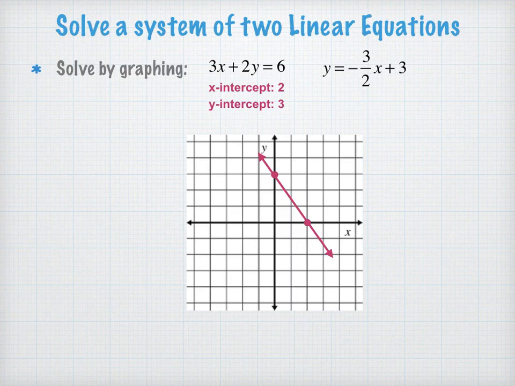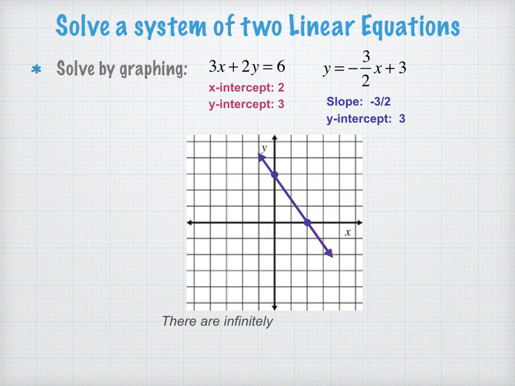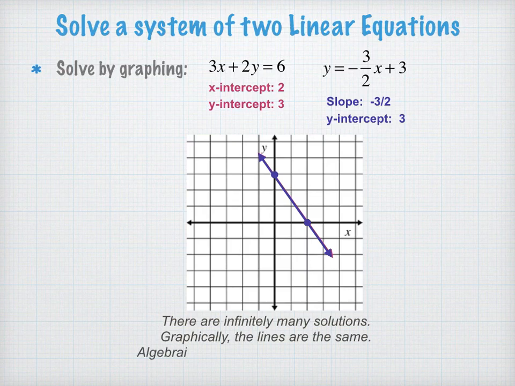Now the second line is given in slope-intercept form. The slope is -3/2, and the y-intercept is 3. So we'll start with our y-intercept, and then we'll go down 3 and to the right 2. And we notice that the purple line is the same thing as the pink line. They are the same line. So we say that there are infinitely many solutions. Graphically, the lines are the same, and algebraically, the equations are equivalent.